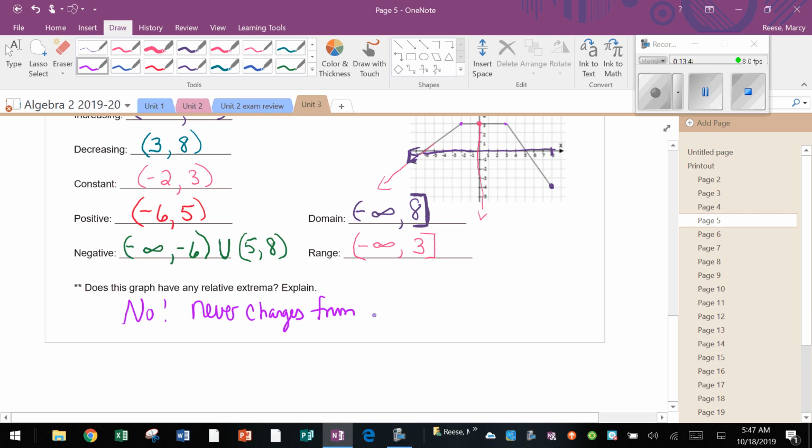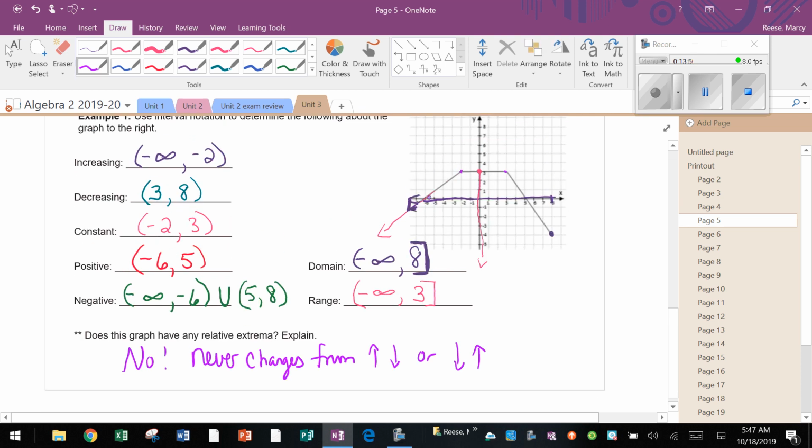from decreasing or increasing to decreasing or decreasing to increasing. It changes from, like here, it changes from increasing to constant or constant to decreasing, but it has to be increasing to decreasing or decreasing to increasing. It has to be a peak or a valley. Excuse me, peak or a valley.